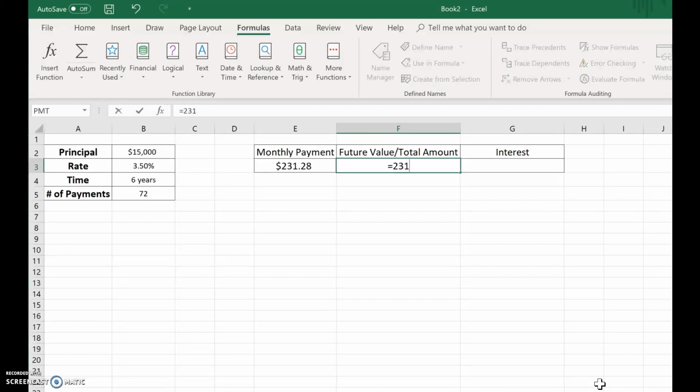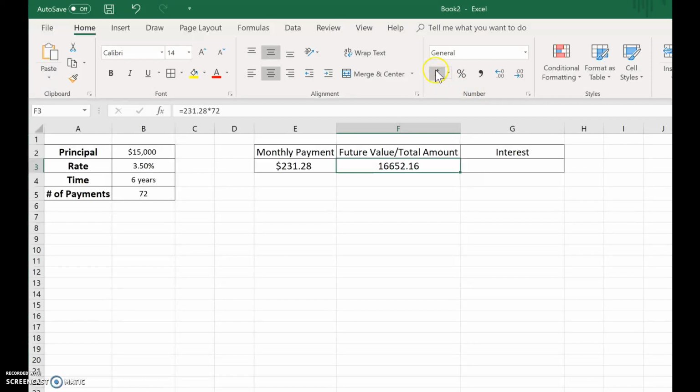Equals 231.28 times 72. Again, if you want to do this on your calculator on the side, that's fine as well. Click enter. I'm just going to go up here and turn it to money. Now, for your interest, you took out a loan for $15,000 and now all of a sudden you're paying back $16,652.16. Why are you paying back so much more?